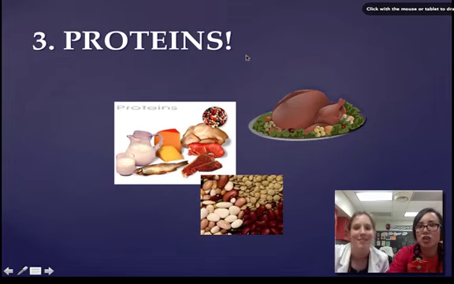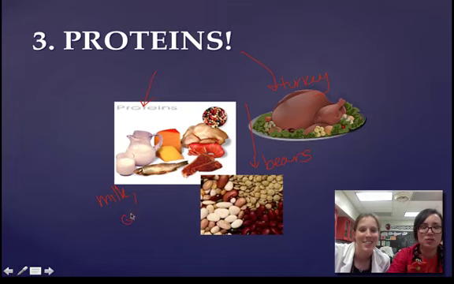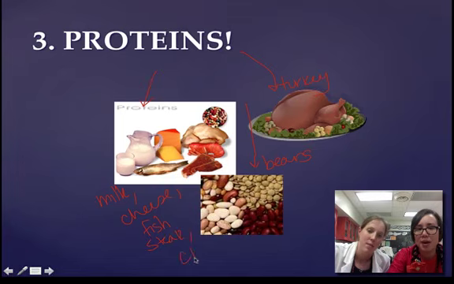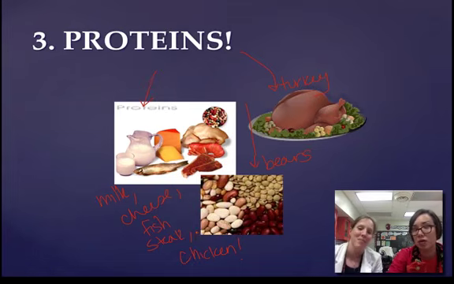So we have a picture of our turkey. We also have a picture of some beans down there at the bottom. And then our other picture just has a smorgasbord of all kinds of stuff. We have some milk, we have some fish, we have some cheese, a cut of steak, a lobster, and it looks like some raw chicken over there in the back. What do all of these things have in common? They all are proteins. That's right, so they're all organic macromolecules.